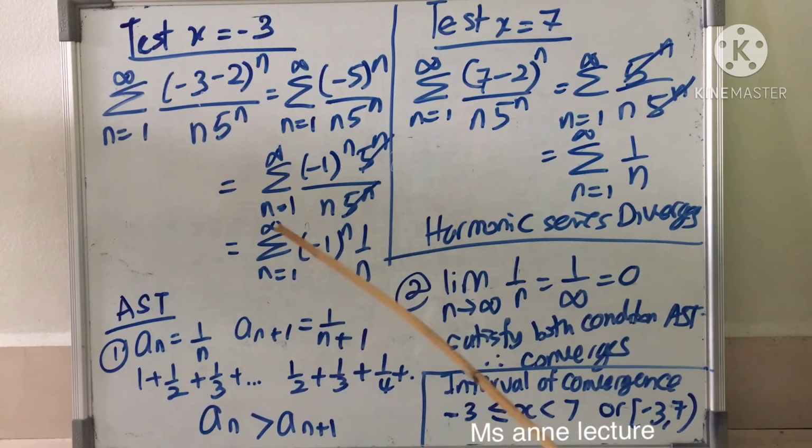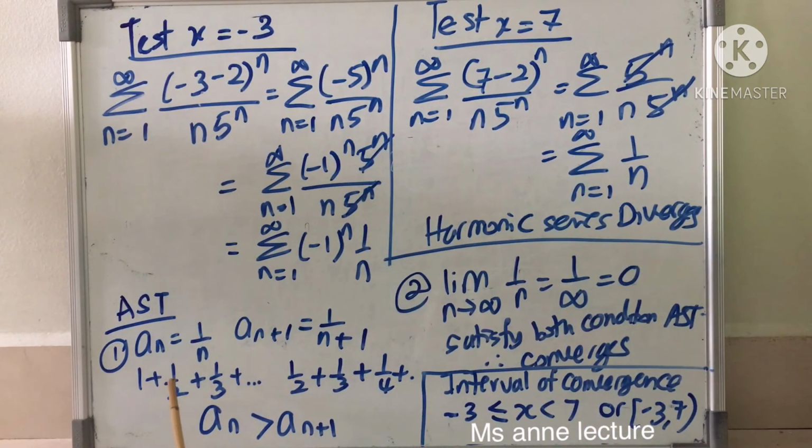Since we get the value of negative 1 to the power of n, this is the alternating series test. We have to remember that the alternating series test has two conditions that have to be satisfied to get convergence. The first one is you have to make sure a_n is greater than a_(n+1). So a_n is 1 over n, and a_(n+1) is 1 over n plus 1.